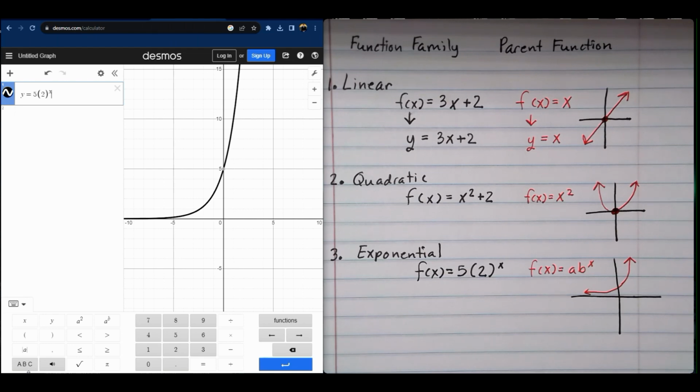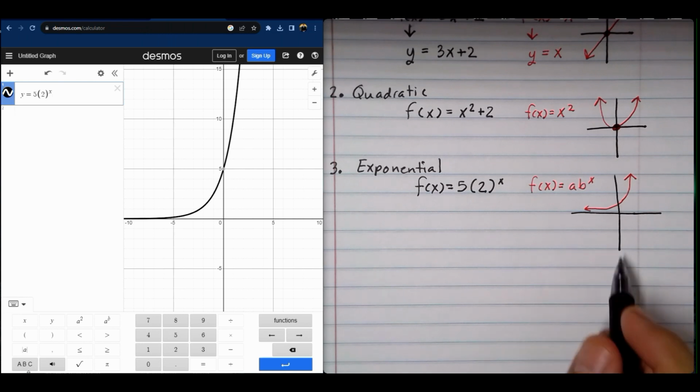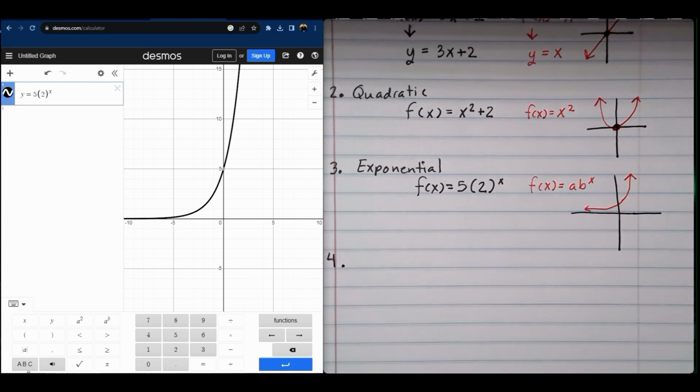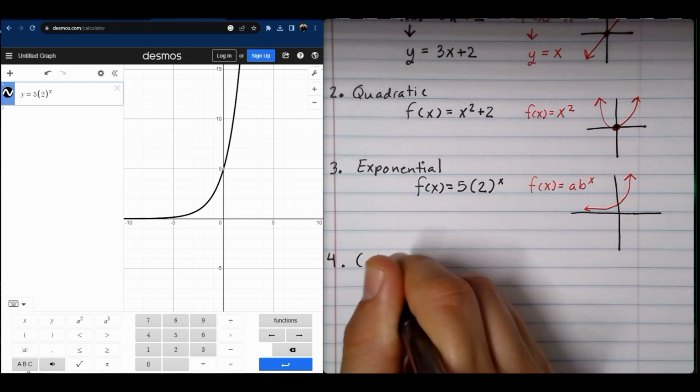So let's go ahead and go to our next function. So I'm going to move this up a little bit. We're going to do our fourth one. And now we're going to get into some new ones that you didn't see in Algebra 1, but you're going to be seeing here in Algebra 2. So let's go ahead and do what I call a cubic. They're of the cubic family.